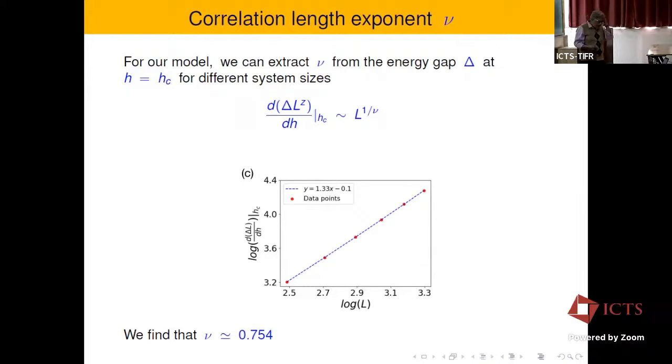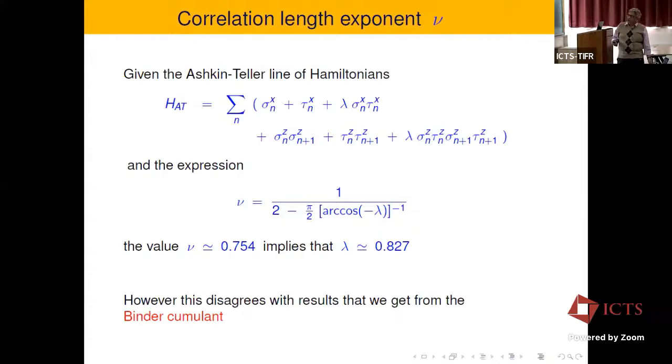Now the transverse field Ising model has nu equals 1, the 4-state Potts model has nu equals 2/3. So this is somewhere in between. Okay, so nu equals 0.754 tells you lambda is 0.827. The transverse field Ising model has lambda equals 0, the 4-state Potts model has lambda equals 1. So we were kind of happy with this for a few months till we started looking at something else.